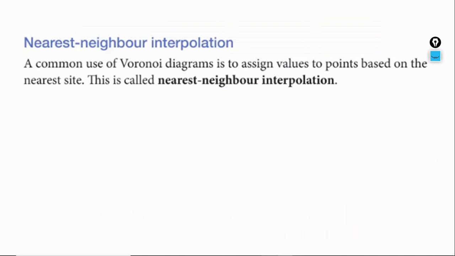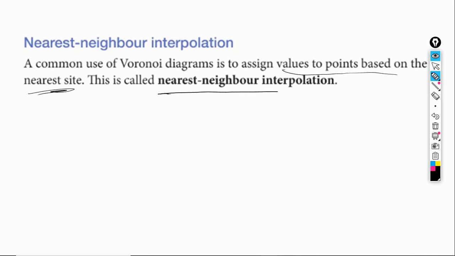Very well. So on the next slide, we're going to see a reference to something called nearest neighbor interpolation. And that is simply a common use of the Voronoi diagrams, which is to assign values to points based on the nearest site. So this is called the nearest neighbor interpolation. And that's what we're going to go over next. It sounds much more complicated than what it actually is. As we're going to see in the next slide, it's actually fairly simple.